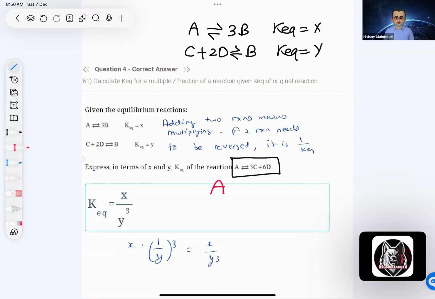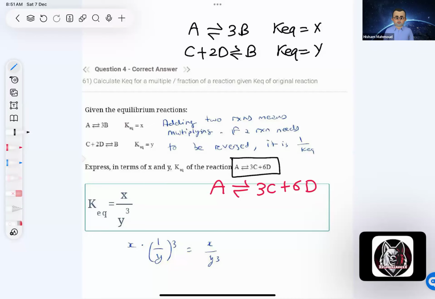I want to find this equation: A gives me 3C plus 6D. How am I going to do this? Let's see the first part. What did I do to the two equations? If you said here A gives me 3B, but what is B? B reacts to form C plus 2D.